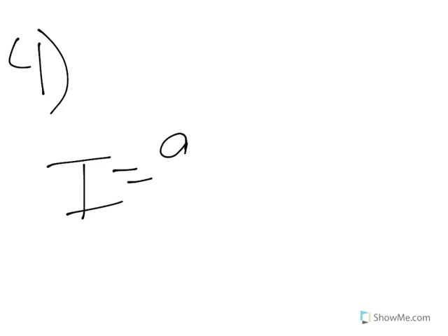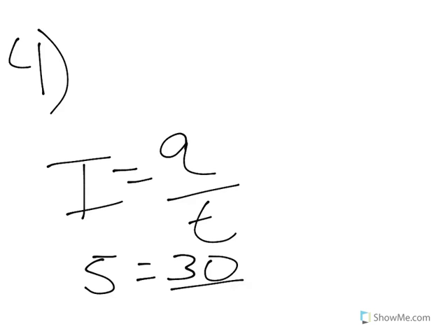Next up, number 4, a circuit has a current of 5 amps flowing through it. How long does it take 30 coulombs of charge to be transferred? So on number 4, you're going to do current equals charge divided by time. So we know that the current is 5, and we know the charge is 30, and we're solving for time, and time should equal 6 seconds. So the answer should be B.